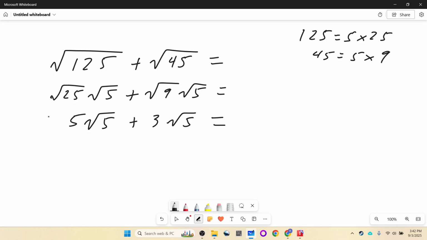Then you say, okay, these are like terms. We've got 5 times root 5 and 3 times root 5. So you can factor out the root 5, and it becomes 8 root 5. You don't have to write this step. That's just why collecting like terms works. But yeah, so there's your answer.